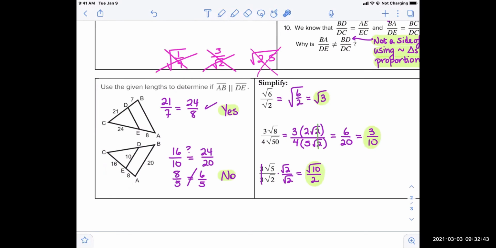When you're simplifying radicals, even along the way, if you end up with radicals that are the same, you can cancel those out. Then you don't have to rationalize on one like this because you can divide out the root 2 on the top and the bottom.